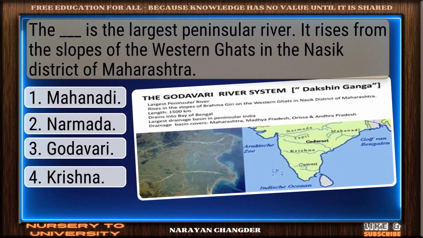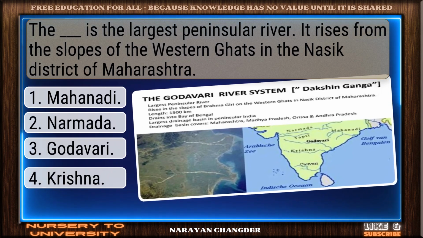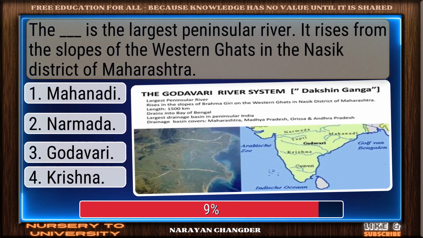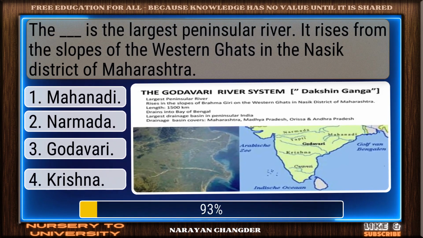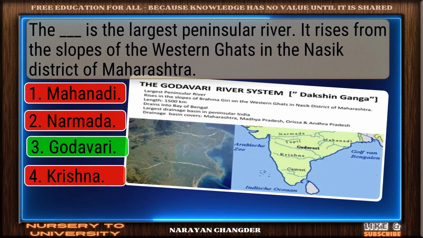Question number 24. The dash is the largest peninsular river. It rises from the slopes of the Western Ghats in the Nasik district of Maharashtra. Correct. Godavari is the right answer.